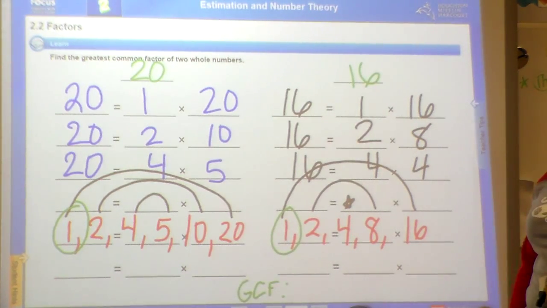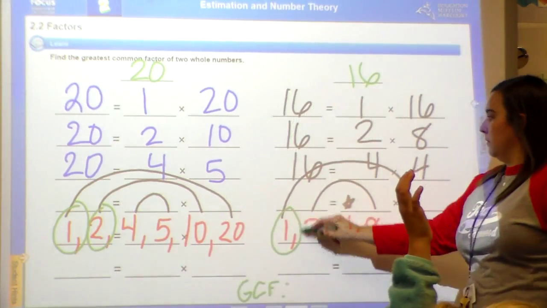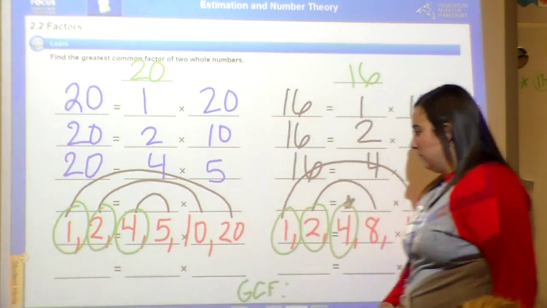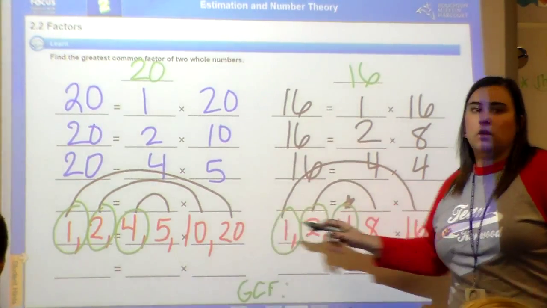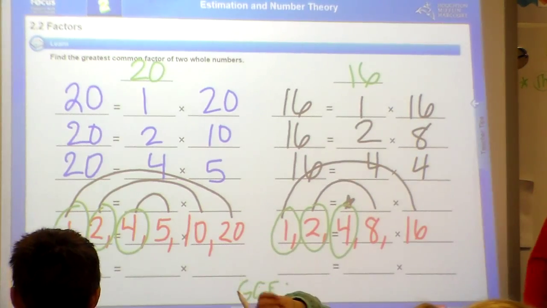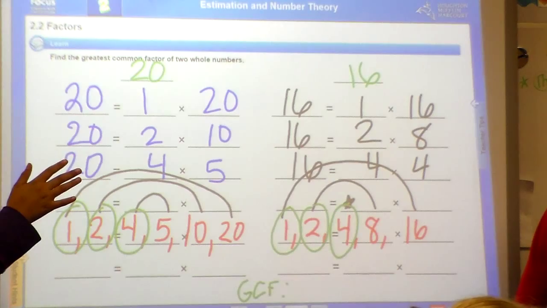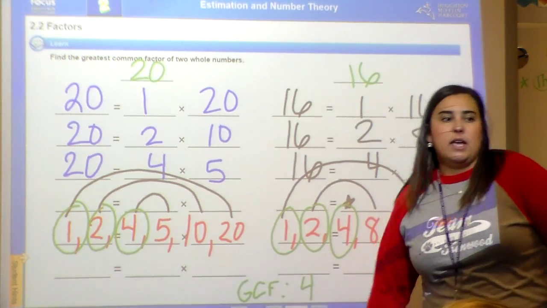What else do they have in common? Joe? They have 2 in common. They have 4 in common. Anything else that they share? No. So what is the greatest common factor between 20 and 16? Erica? 4. GCF is 4.